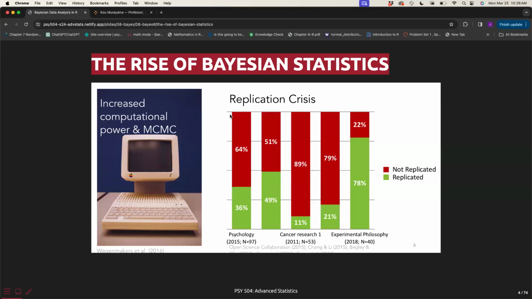So a proposed solution to this problem is to just replace frequentist statistics with Bayesian statistics, and this is going to be the panacea that solves all of our problems. I don't necessarily know if that's the case. I think there are definitely still problems, but people have migrated from frequentist statistics to Bayesian statistics. People are using Bayesian statistics more and more.